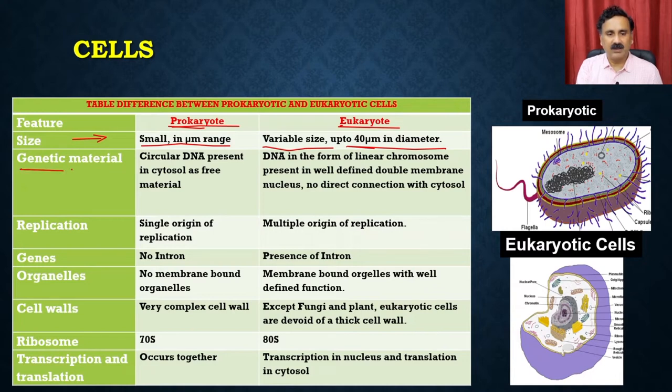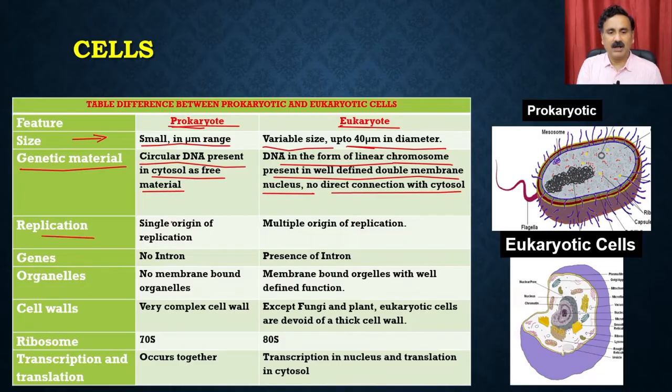As far as the genetic material is concerned, the genetic material is circular in the case of prokaryotes and it is present as a free material in the cytosol, which means it is not present in the bound form. Whereas the DNA in eukaryotes is in the form of a linear chromosome present in a well-defined double-membrane nucleus, so there is no direct connection with the cytosol. That nucleus is not directly in contact with the cytosol.